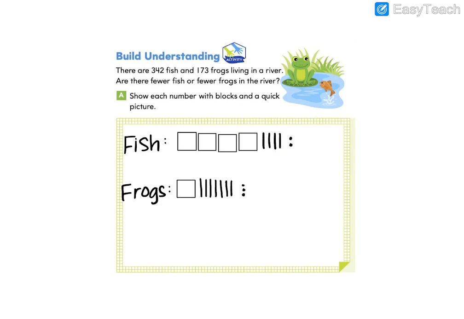Let's look at these pictures. Right away, what do you notice? Oops, I have too many hundreds. Let me fix that. Okay, I have 342 fish and 173 frogs. My fish have more hundreds than my frogs do. So let's think about that in the next question.